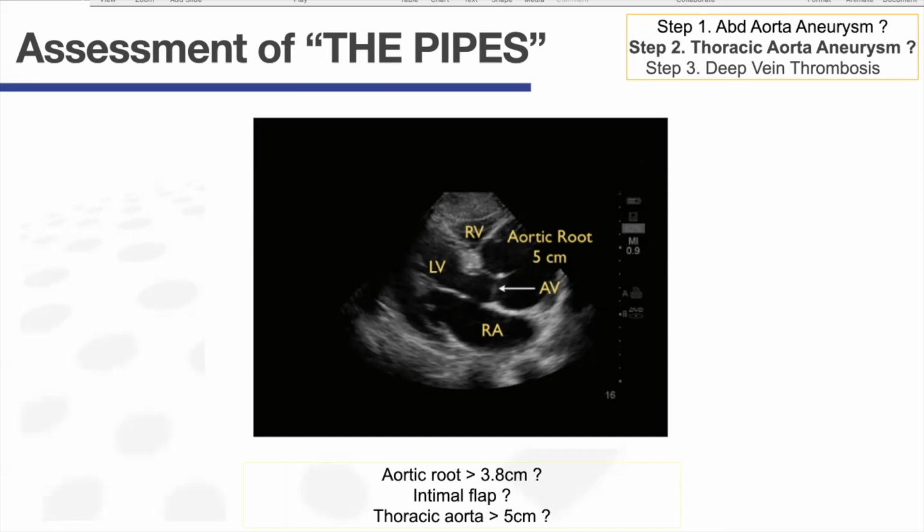How about your thoracic aorta or your aortic root? The view that you're looking at is the parasternal long axis view at the LVOT. If the LVOT or the aortic root is more than 3.8 centimeters, and there's presence of an intimal flap, then it suggests a dissecting thoracic aortic aneurysm.